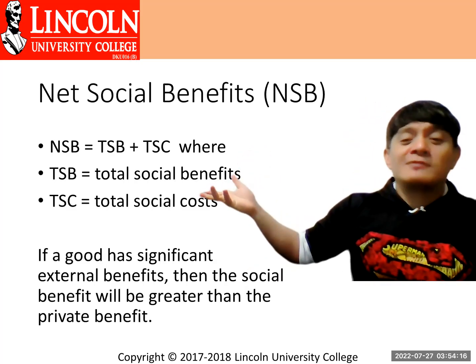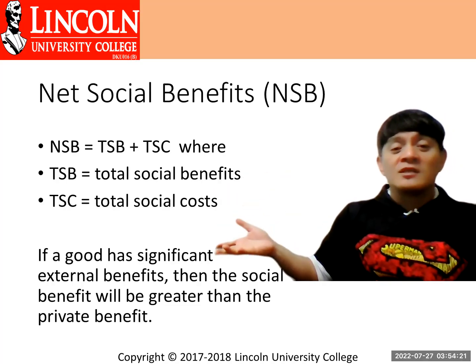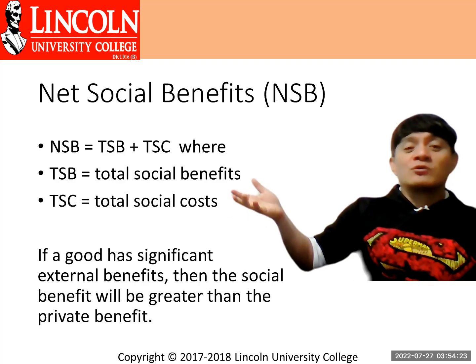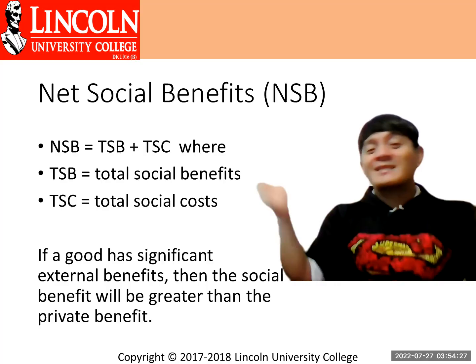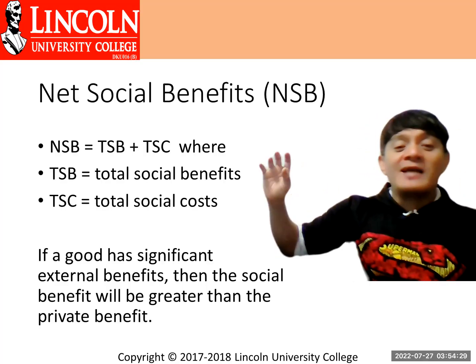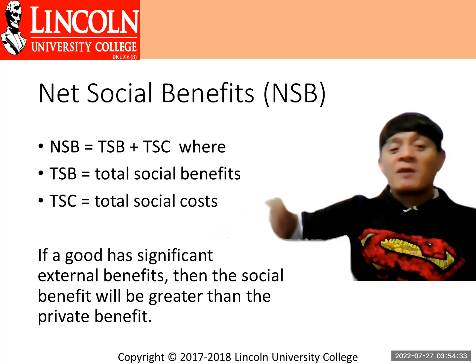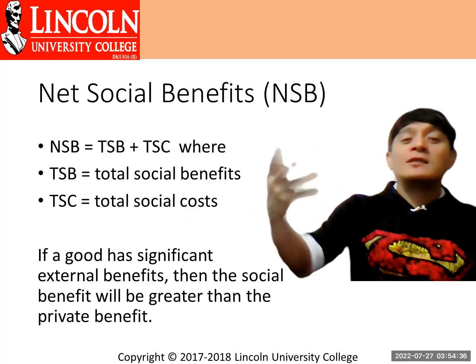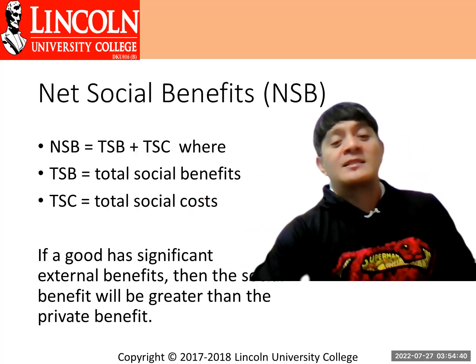So, the net social benefit is the total social benefits plus the total social cost. Those are the net social benefits. You add them all together, all the total benefits and all the total costs. That's the net. If a good has a significant external benefit, then the social benefit will be greater than the private benefits. But this is still the net. You're looking at the net. Combine them all together, summation, and that's the net.